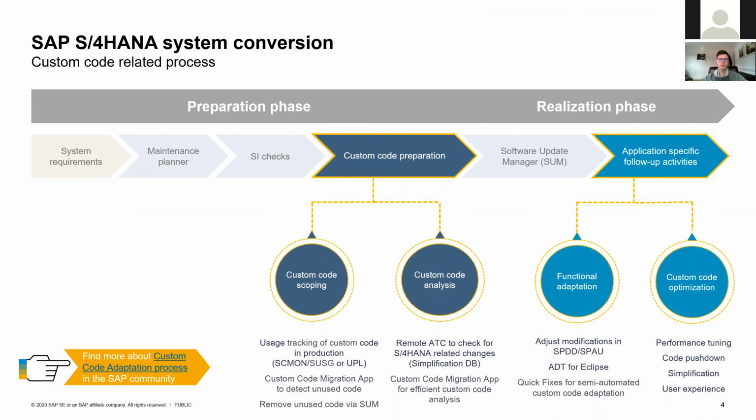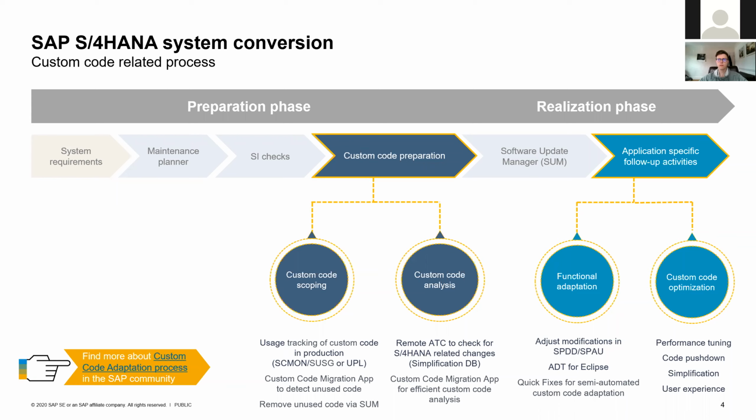Let's start with the custom code adaptation for SAP S/4HANA. What do you see on this slide? This is what the SAP S/4HANA system conversion process looks like. It consists of two phases, the preparation phase and the realization phase. There are some tools which play a role here, for example the maintenance planner or the software update manager, which you probably know from SAP Business Suite upgrades. But we will focus on the custom code process, which also consists of two steps, which you will do in the preparation phase.